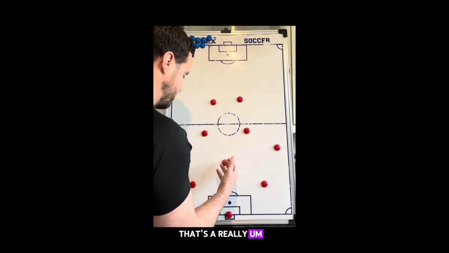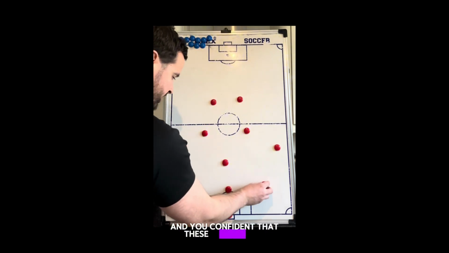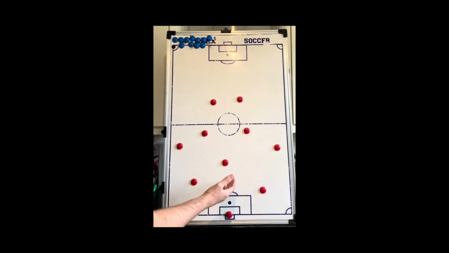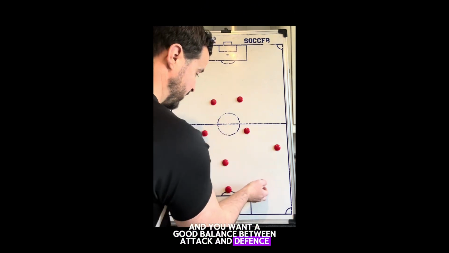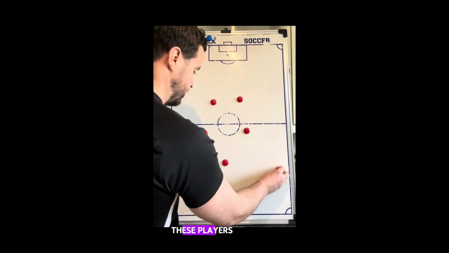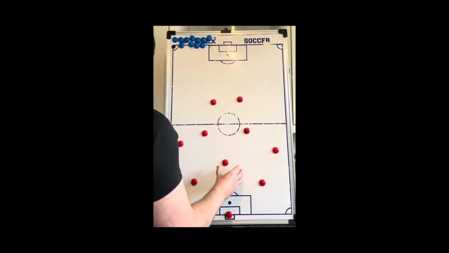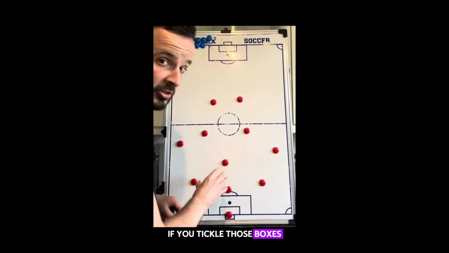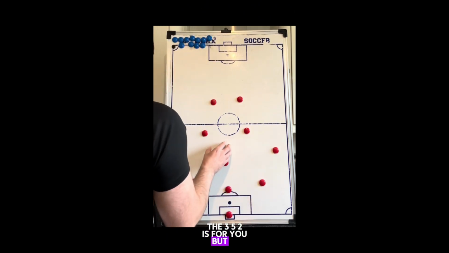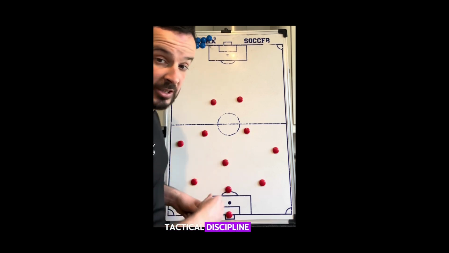That's a really good firm pass, or good way to pass, and you're confident that these players can get us up the pitch. And you want a good balance between attack and defence, because if you have got the right profile of player, these players can come and defend in numbers, and then we can go and create an overload in attack as well. If you tick all those boxes, the 3-5-2 is for you, but it demands excellent fitness, communication, and tactical discipline as well.